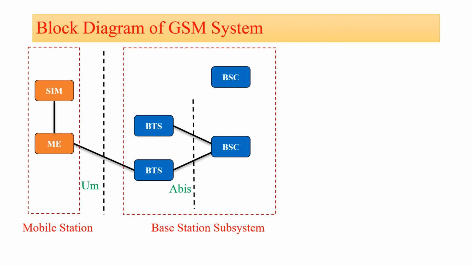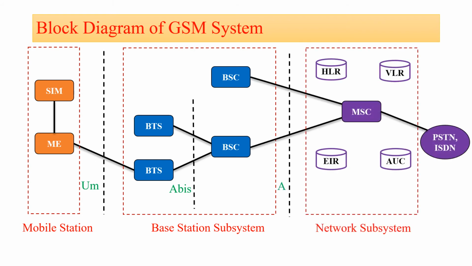And the interface between BSC and the mobile station is called as Um interface. And the next part of the GSM system is the network switching subsystem or network subsystem. It is also called as an NSS. Now the NSS or the network switching subsystem is responsible for the network operation, and your base station subsystem and network subsystem are connected by using the interface called as an A interface, and which is standard for the GSM technology.